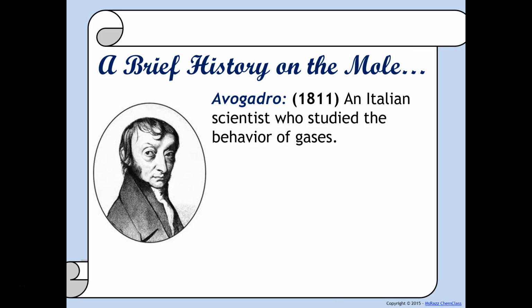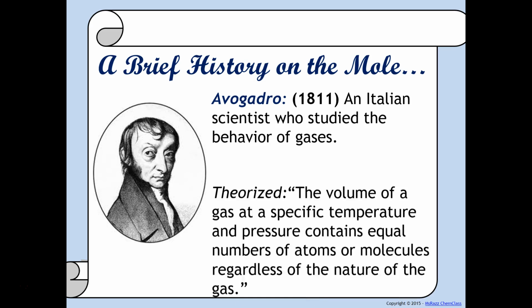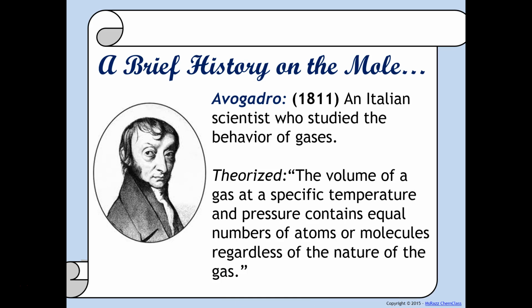First up, we have Avogadro, back in 1811. He is an Italian scientist who is given credit for discovering the mole, although at the time he didn't realize that what he discovered was this unit called the mole, but he is given credit. So he theorized that the volume of a gas at a specific temperature and pressure contains equal numbers of atoms or molecules regardless of the nature of the gas. What basically happened is he realized that all these different gases contain the same amounts of particles as long as they were at specific temperature and pressure conditions.